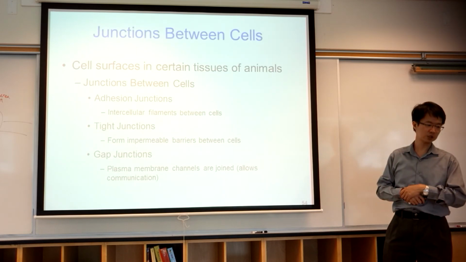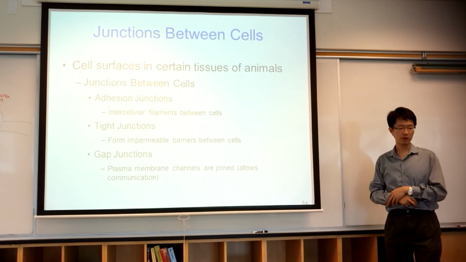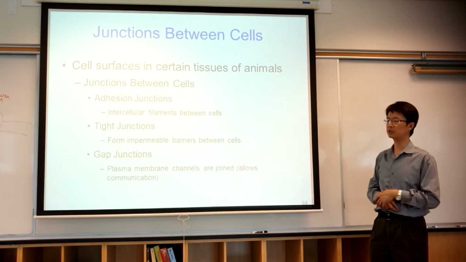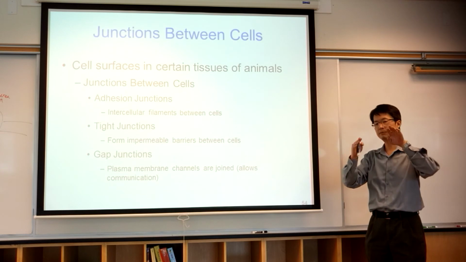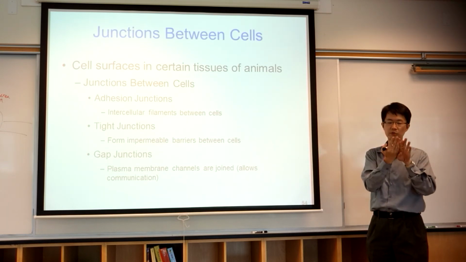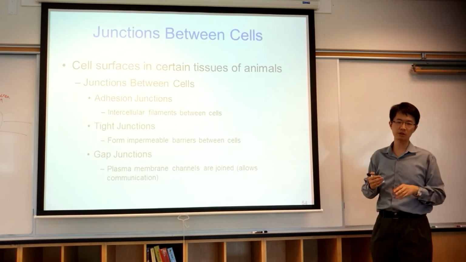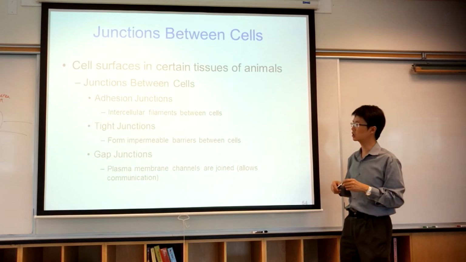Now we talk about junctions. We have three types of junction. What is a junction? In between cells, you must have some glue to glue them together so that they will not break apart, to fall apart. The glue that glues the cell and cell together, we call it junction.